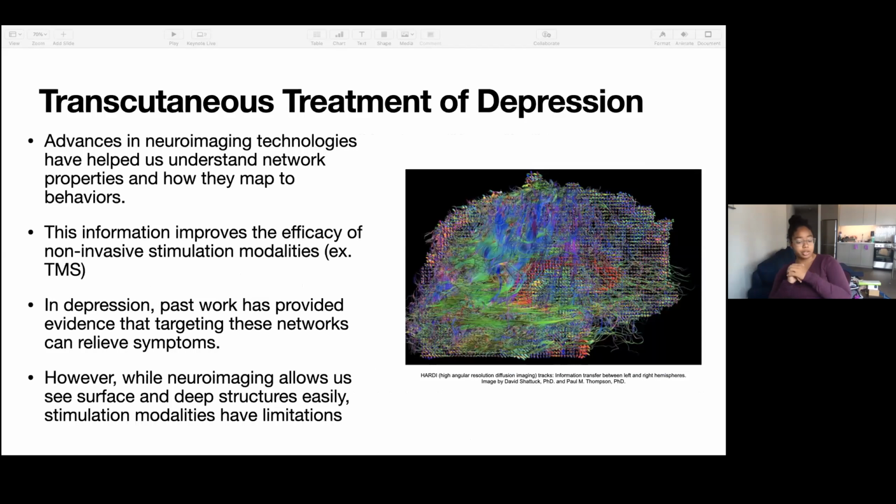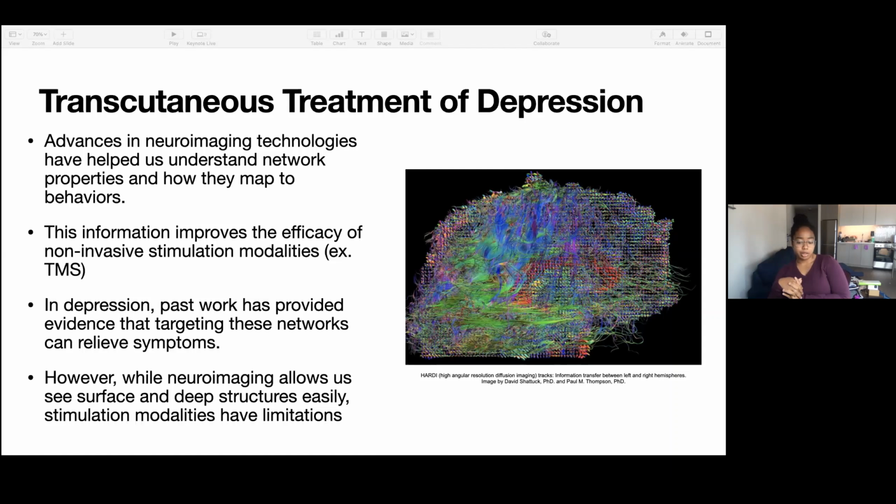So advances in neuroimaging technologies have played a significant role in helping us explore other treatment options, as they have helped us understand the network properties in the brain and how they map to behavior so that we can better target structures involved in relieving symptoms of depression. And this additional information can improve the efficacy of non-invasive stimulation modalities.